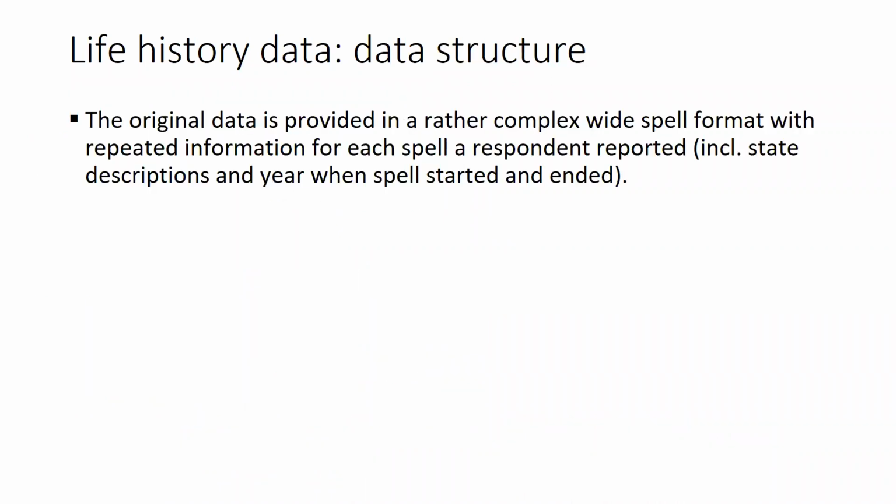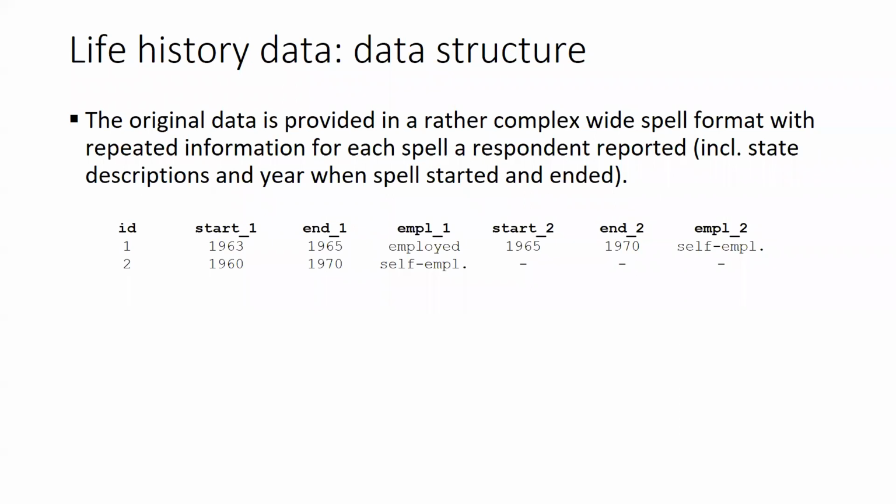And as you can imagine, with this information, the data structure in a life history data set is rather complex. We have spell data, we have a wide spell format, and each spell of each respondent is in our data. So in this example, we have two people, and the first one started his first job in 1963. It ended in 1965. He was employed in this job. The second one started in 1965, ended in 1970, and he was self-employed. So this is how the data looks like.